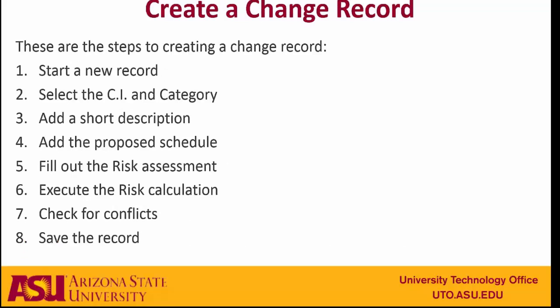When you create a change record, there's several steps that you'll go through. You'll start a new record in ServiceNow. You'll select the CI in the category. You'll add a short description, the proposed schedule, fill out the risk assessment, and execute the risk calculation. You'll check for conflicts, and then you'll save the record.